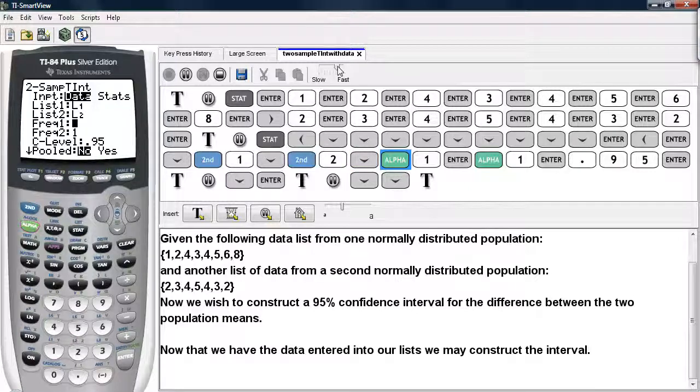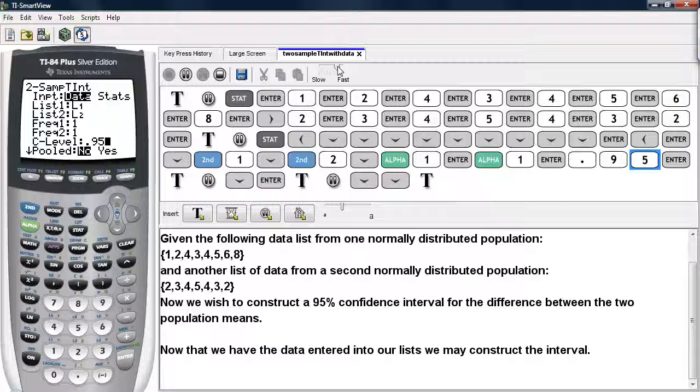Now this is important because the calculator will compute x1 minus x2. In other words, the first population mean minus the second population mean is what's being estimated. So the subtraction has to be done properly and the lists have to be entered accordingly.